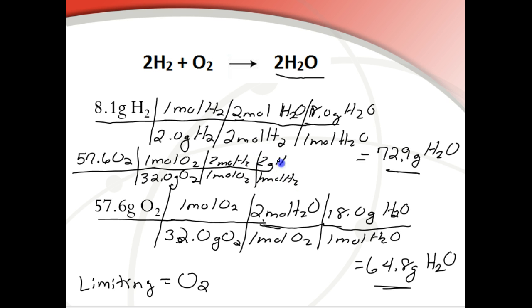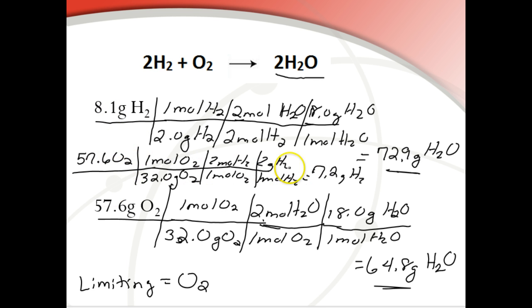and 1 mole of hydrogen we have 2 grams of hydrogen. And so if we plug this in our calculator, we have 57.6 divided by 32 and multiply by 4, we should get 7.2 grams of hydrogen. What that means is that we would need 7.2 grams of hydrogen to get rid of 57.6 grams of oxygen, and we have 8.1 grams, so we'd have some left over. So that's another way of doing it.